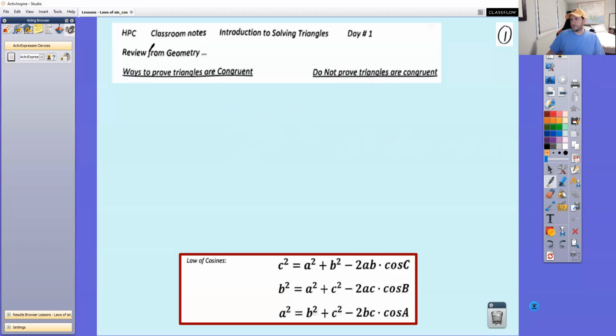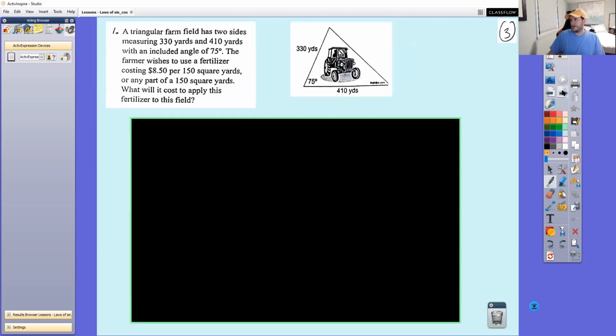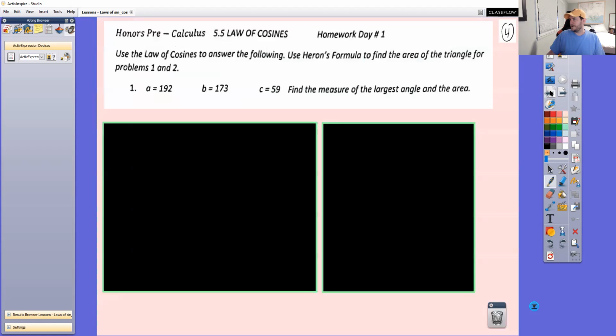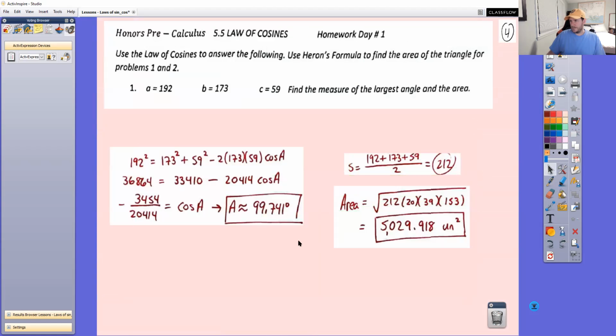Anyway, here are those classroom notes from day 1. I'm just going to blast through all that, take you to the first homework assignment. I've already done this one problem, so maybe I won't do it again just to save some time. But basically it says use the law of cosines to answer the following. Also use Heron's formula to find the area of the triangle for problems 1 and 2.